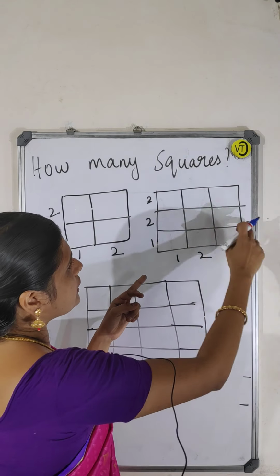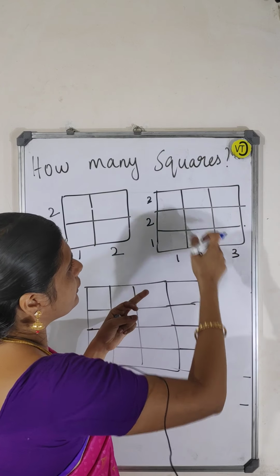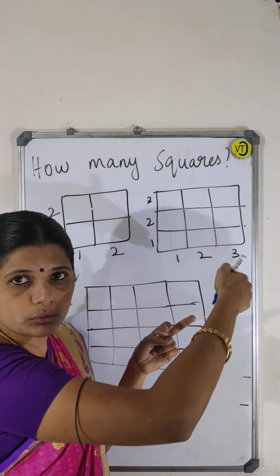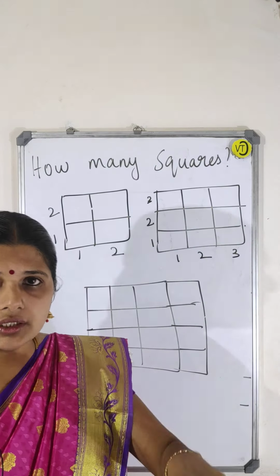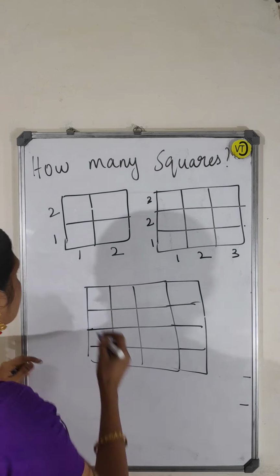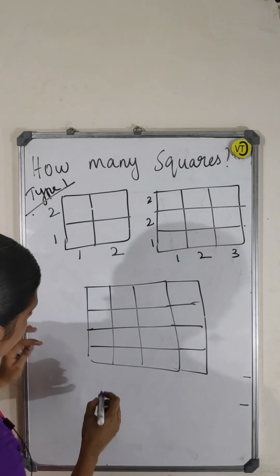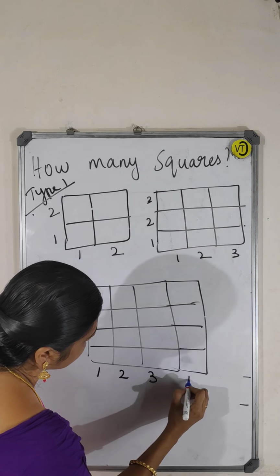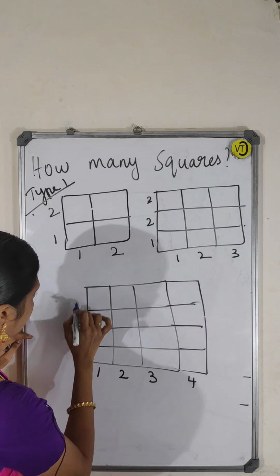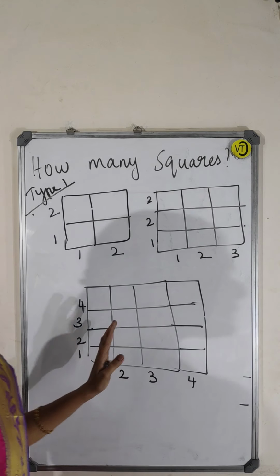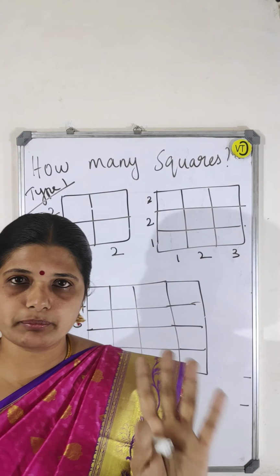Here, how many rows are there? 1, 2, 3. How many columns? 1, 2, 3. Then that is 3 cross 3, that is also a square. This I am calling type 1. Here again 4 cross 4, with 1, 2, 3, 4 rows and 1, 2, 3, 4 columns. In all cases, I am going to apply the very same method.